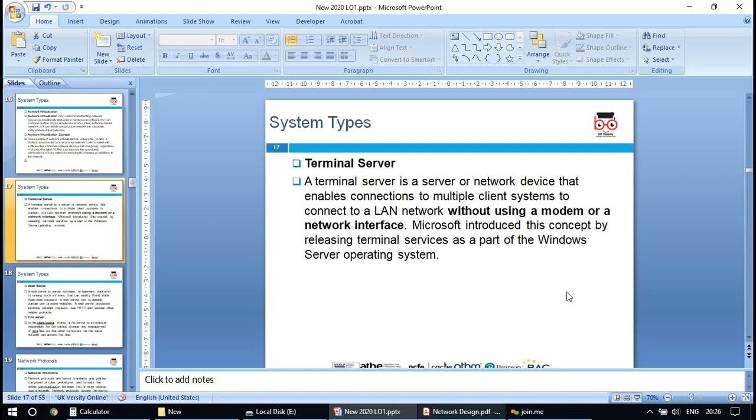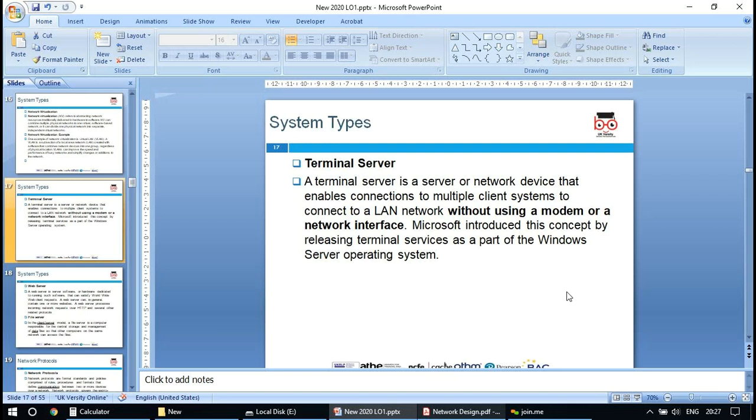A terminal server is a server or a network device that enables multiple client systems to connect to a LAN without using a modem or network interface. So, for example, if you have a computer and you are able to connect it without a modem or a network interface, that's called the terminal server. Basically, the terminal server is an old concept. Microsoft introduced this concept by releasing a terminal server as a part of the Windows Server operating system.